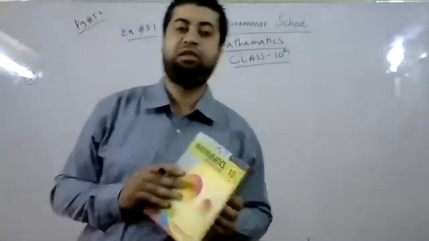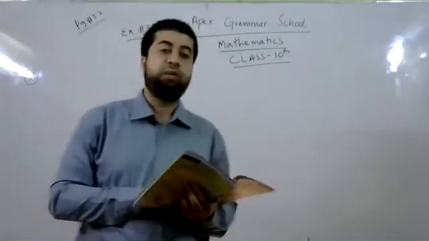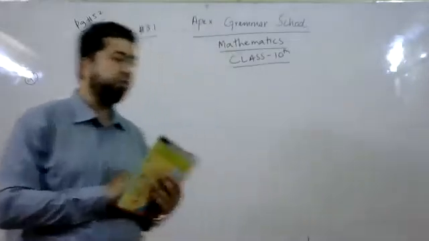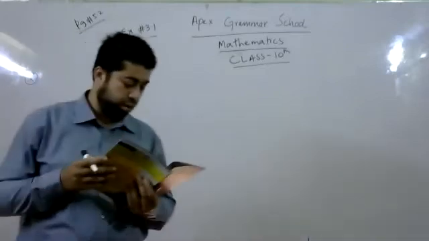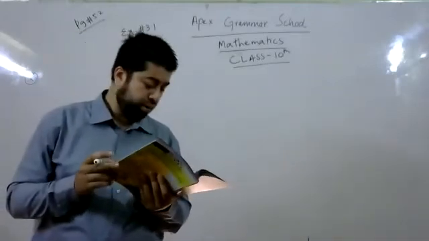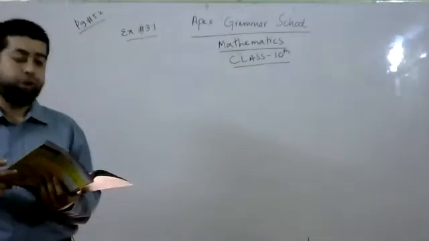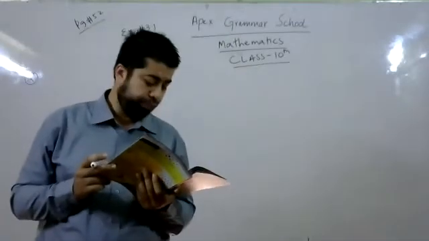Bismillahirrahmanirrahim. Today we will discuss exercise 3.2, question number 2 of last time's mathematics. We were at variations and ratio and proportion. Question number 2 is again about ratio.